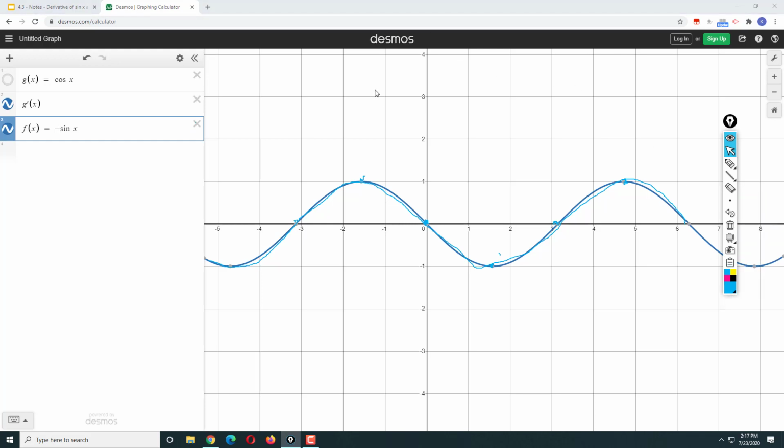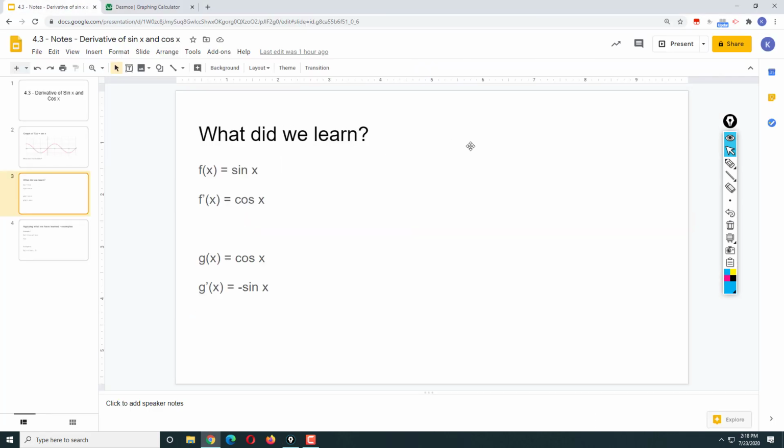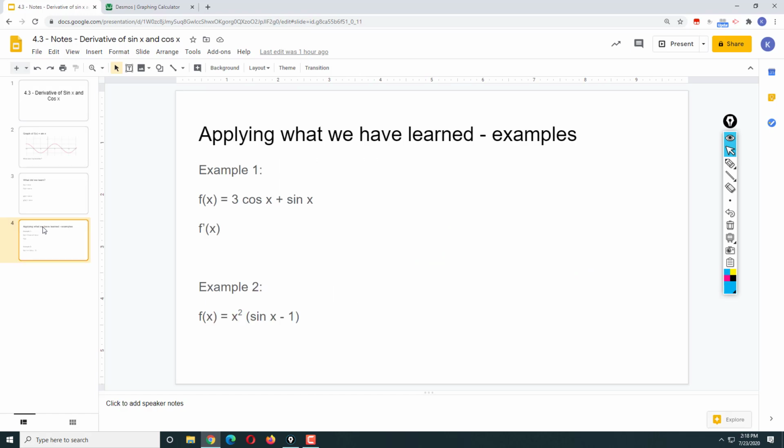So what did we learn? We learned that if f of x is cosine of x, the derivative, of course we can also write it as df over dx, is not sine of x, but negative sine of x. Okay? So let's summarize what we learned. The derivative of sine of x is cosine of x. The derivative of cosine of x is negative sine x. Let's use those to try some examples.